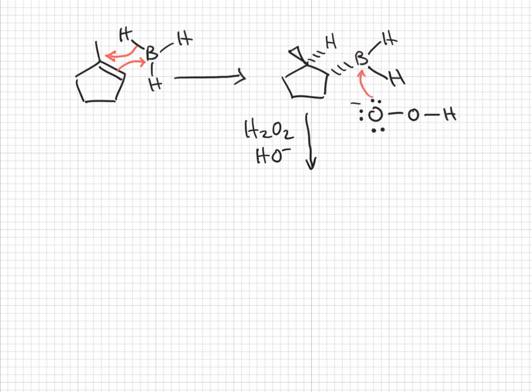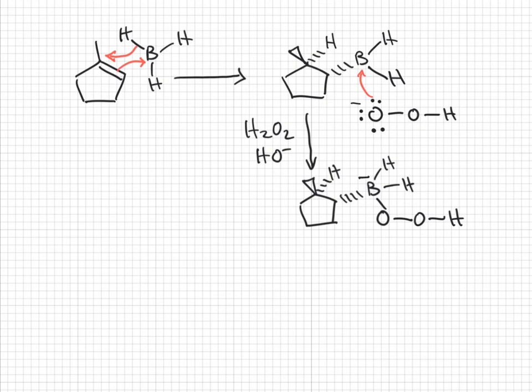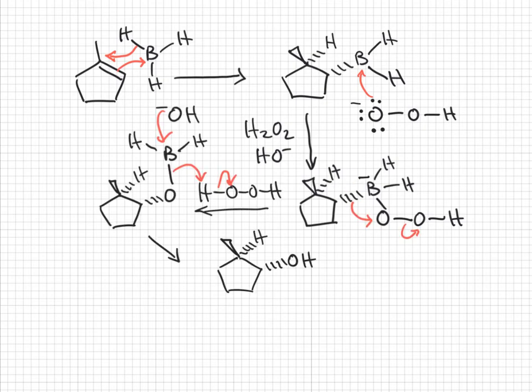Basic hydrogen peroxide affords the nucleophilic hydroperoxy anion which attacks the boron. The resulting oxyboronate species undergoes a rearrangement. The oxyborohydride that's formed undergoes further decomposition to form the alcohol product. The net result of the oxidation step is replacement of the boron with a hydroxyl group with retention of configuration about the carbon center.